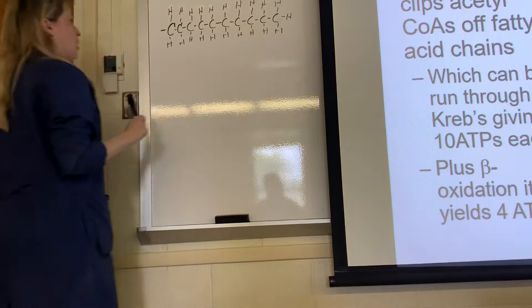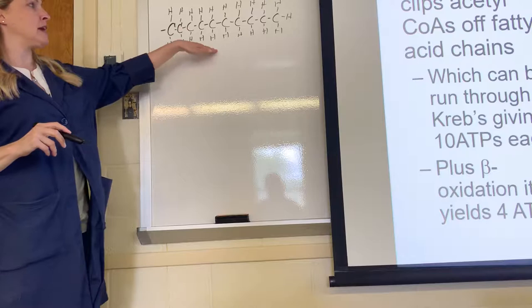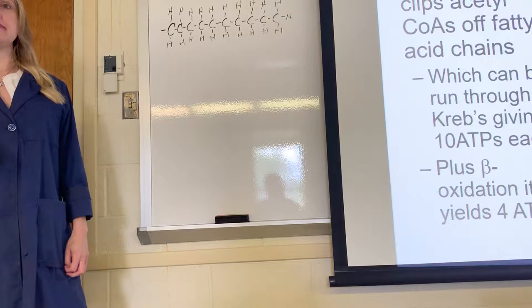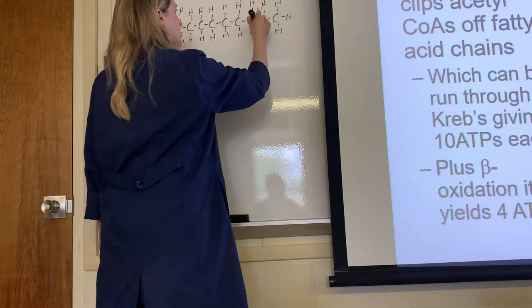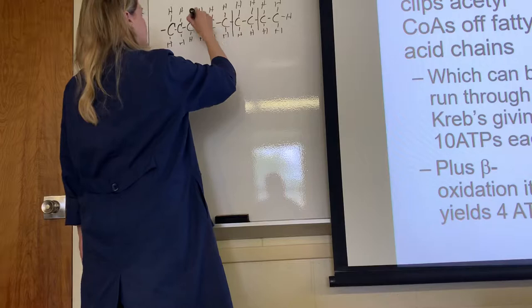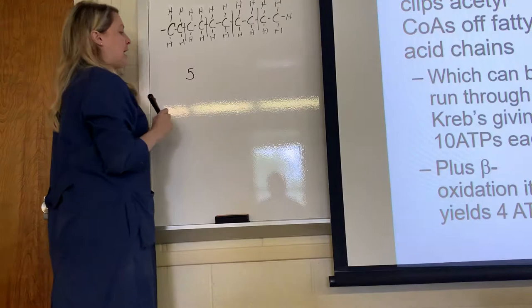Okay, so in this process, we're going to clip off two carbons at a time. So for this first fatty acid chain, how many acetyl coenzyme A's can I get if I have 10 carbons here? Five, right. This is the alpha, this is the beta carbon, so clip it. This is alpha, that's beta carbon. Clip it, clip it, clip it. So we've got 1, 2, 3, 4, 5. Okay, so one fatty acid chain, we have 5 acetyl coenzyme A molecules that we can produce.